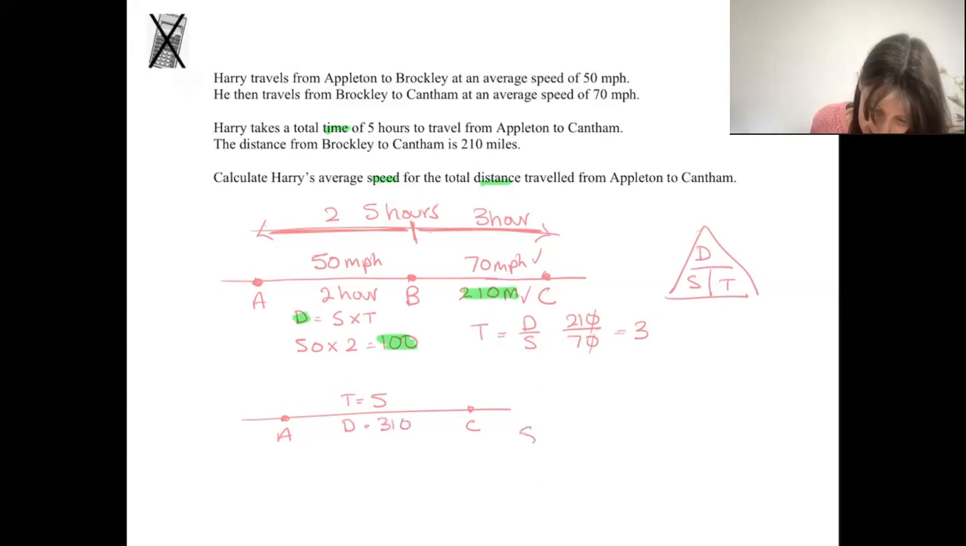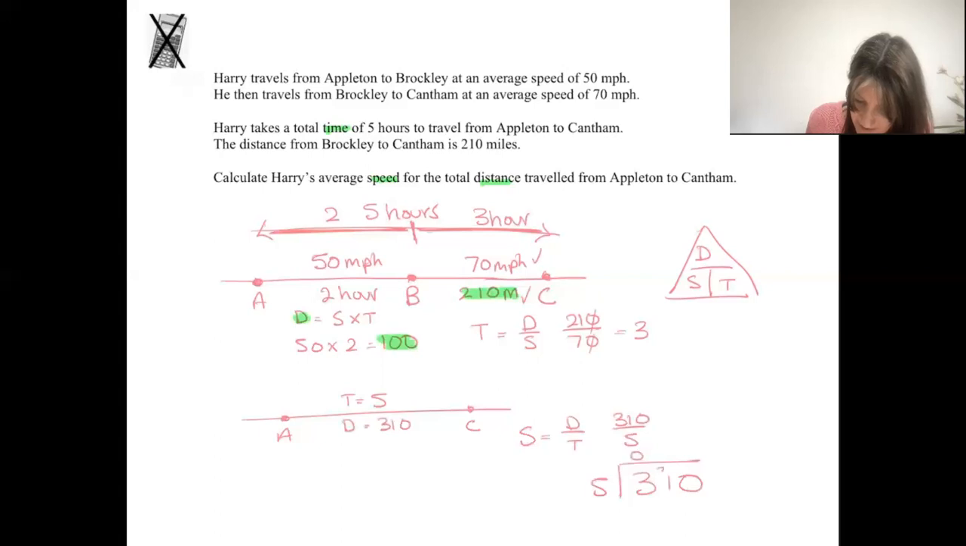To find the speed, I do distance divided by time. So I'm going to be doing 310 divided by 5 into my trusty bus shelter. 5s into 3 don't go. 5s into 31 will go 6, remainder 1, and 5s into 10 go 2. So my average speed is 62 miles per hour. It's a big question, but you know, it's at the end of a foundation paper. It's going to be big.